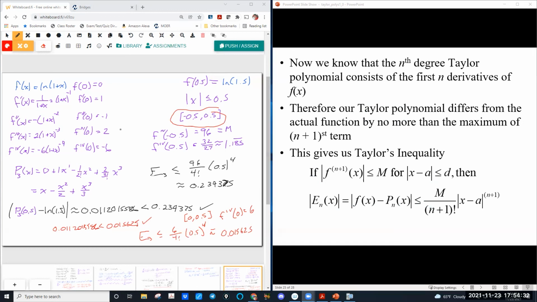So again, the reason I wanted to go through this with you, these are going to be the kind of things that you're going to do in the take-home problem. You're going to be finding a certain degree polynomial, using it to estimate a value, looking at the actual error versus the estimated error, making sure that your actual is less than your estimated. Very similar to what you did in the take-home problem on the midterm. So I want to make sure we went through one of those together.